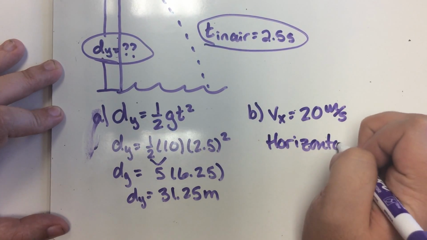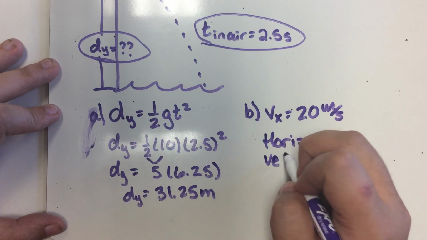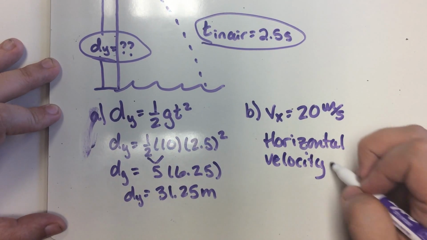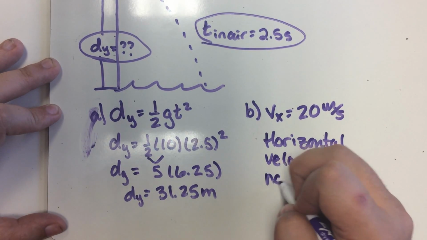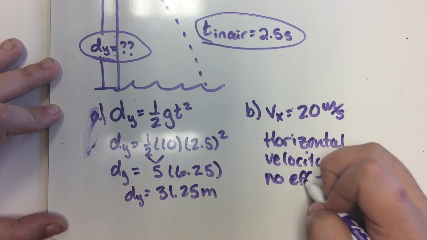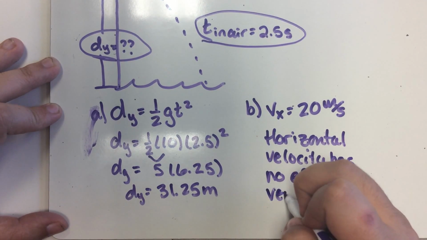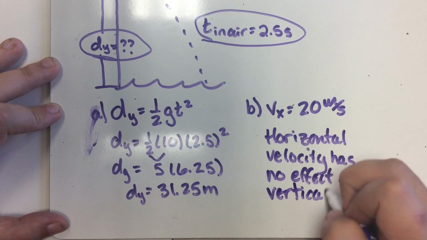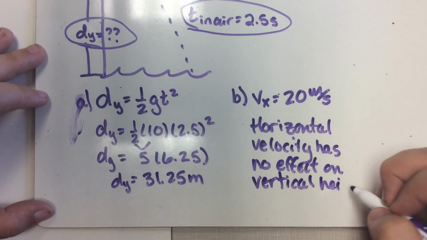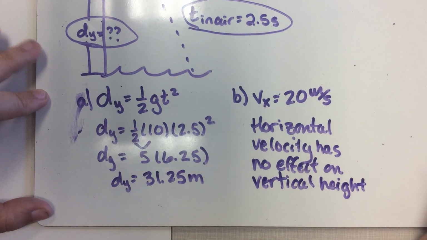Horizontal velocity has no effect on vertical height. So therefore, nothing would change.